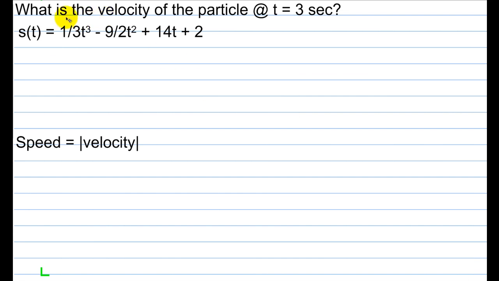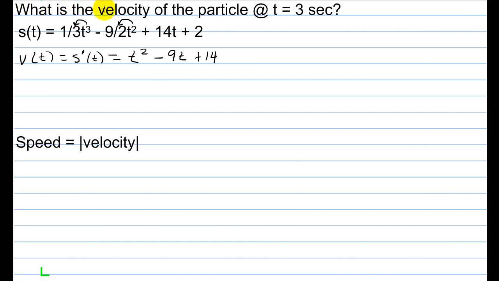In our next slide, we are asked what is the velocity of the particle at t equals 3 seconds. So we're asked to find the velocity of the particle. Velocity, v of t, after a certain amount of time, is the derivative of the position. So if you have a function and you take the first derivative, you are finding the velocity. In this case, 3 times 1/3 is 1, and reduce the power by 1, so we have t squared. When we multiply 2 times 9/2, the 2's will cancel out, and we're left with 9t, and then 1 times 14 is plus 14. So there we have the velocity function.